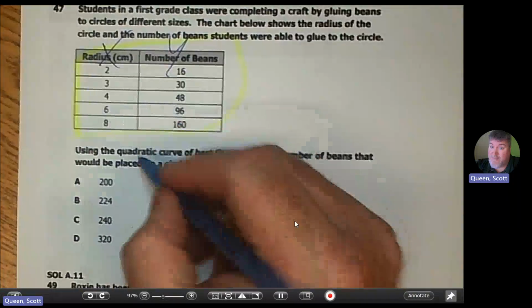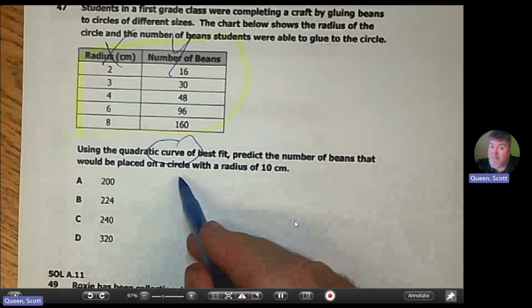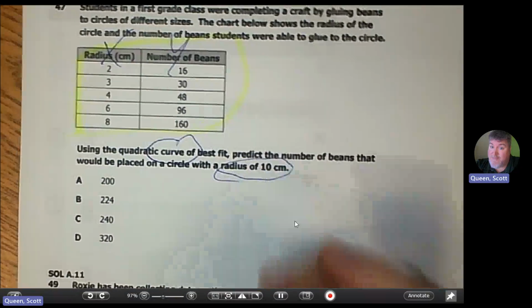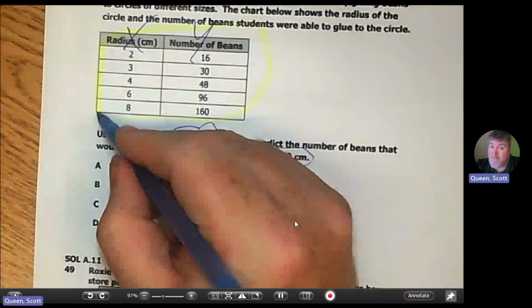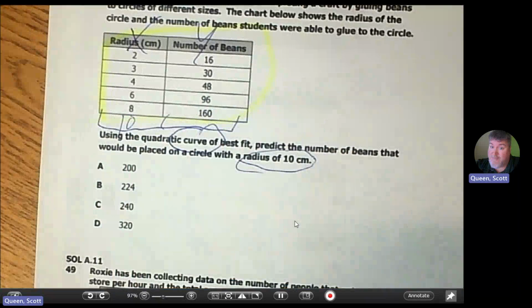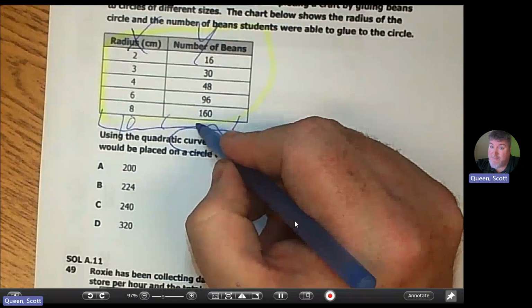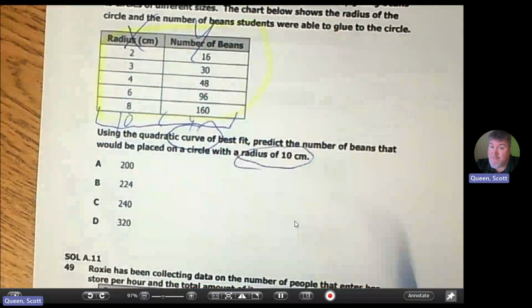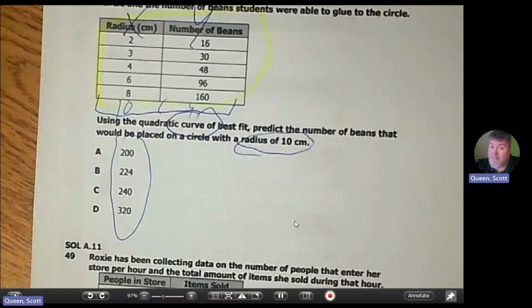Look what it says. Using a curve of best fit, predict the number of beans when placed on a circle with a radius of 10. Did they just give me an X or a Y? Yeah, create another data point on the table, and it's going to be 10. Start plotting these things. And we don't know what the Y is. Put that on the table and chart it.